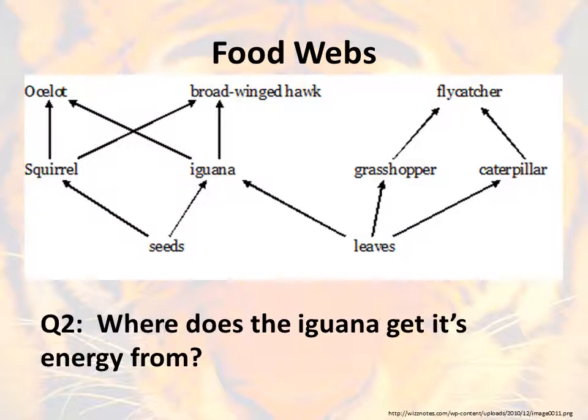Question 2. This question's more basic, but it's a great example of a question that you can often get with a food web because it's all about the energy and where it's coming from and where it's going. So for question number 2, I want you to think about the iguana. And you need to tell me where the iguana gets its energy from. How does the iguana get energy? What organism does that come from? Pause the video if you need more time.